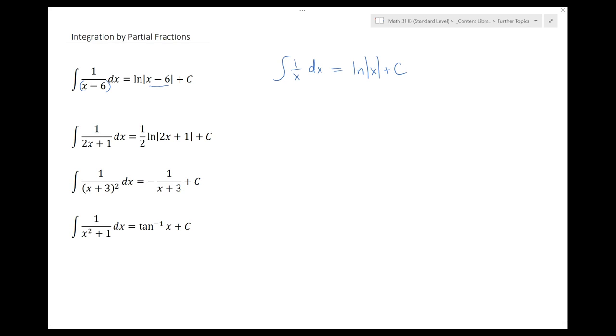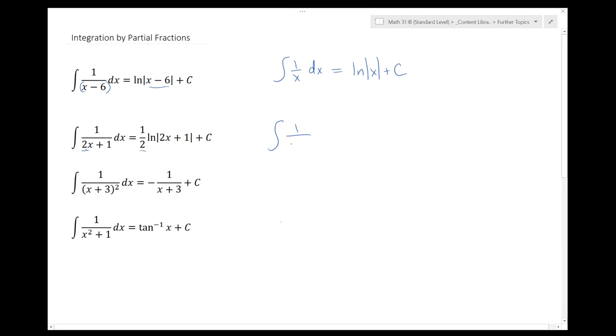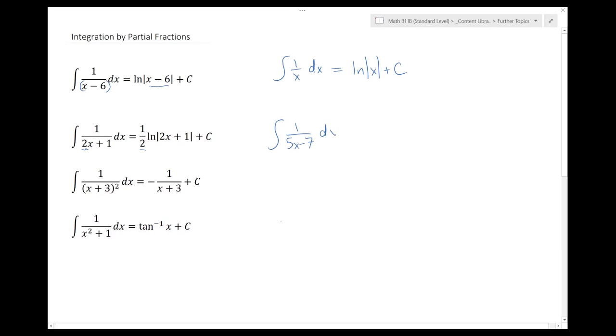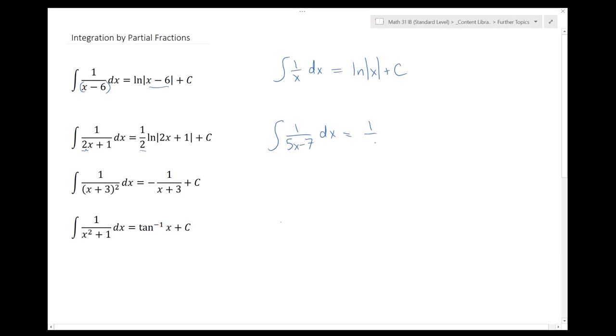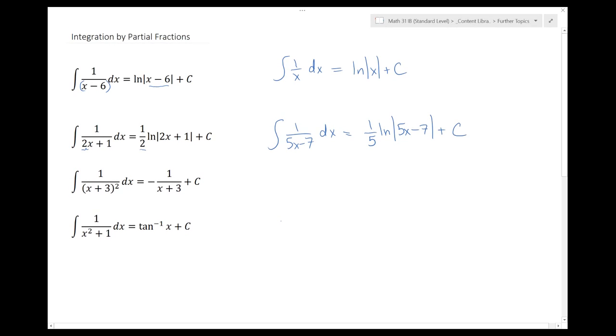It's basically not much harder if we have something that's still linear but whose derivative isn't 1. In other words, the leading coefficient in front of the x is not 1. We just then need some sort of modifier to adjust so that if we apply the chain rule when deriving this expression, we get the original. So, for example, this could look like 1 over 5x minus 7 dx. Well, this is simply 1/5 of the natural log of the absolute value of 5x minus 7 plus some constant. So we need a coefficient that's going to essentially cancel out the derivative of that argument.